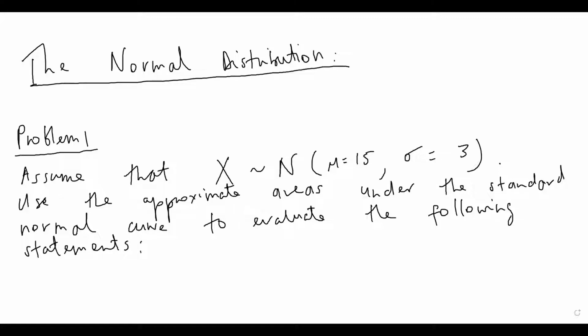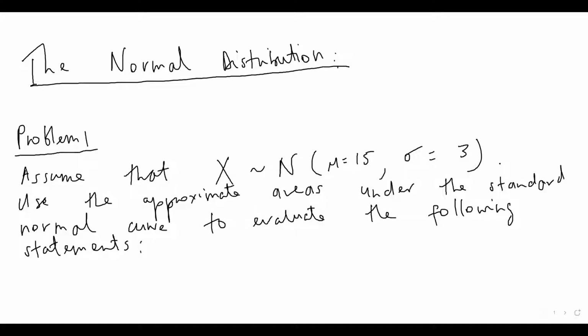Let me read the problem description again. Problem one: assume that X, which is our random variable, follows a normal distribution with a mean of 15, mu is equal to 15, and a standard deviation, sigma, of 3. They say use the approximate areas under the standard normal curve to evaluate the following statements. So now we're going to go to the statements. Let's go to the next page.